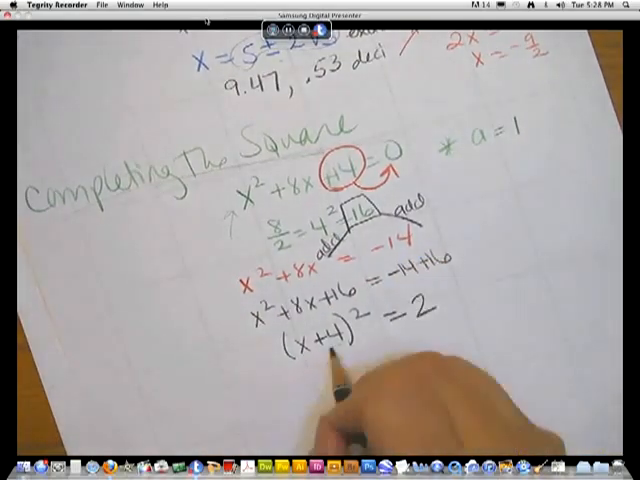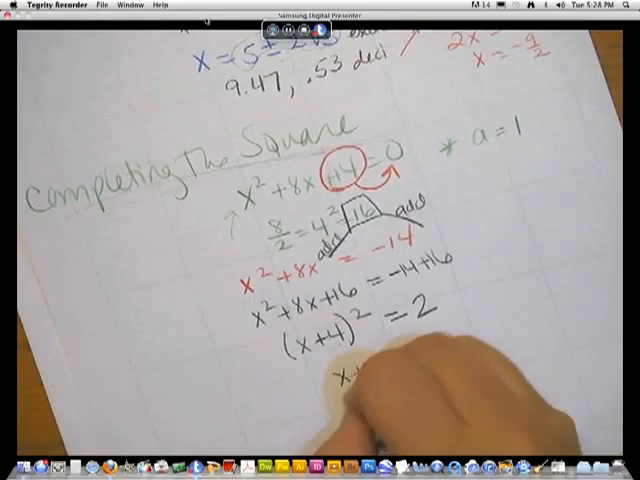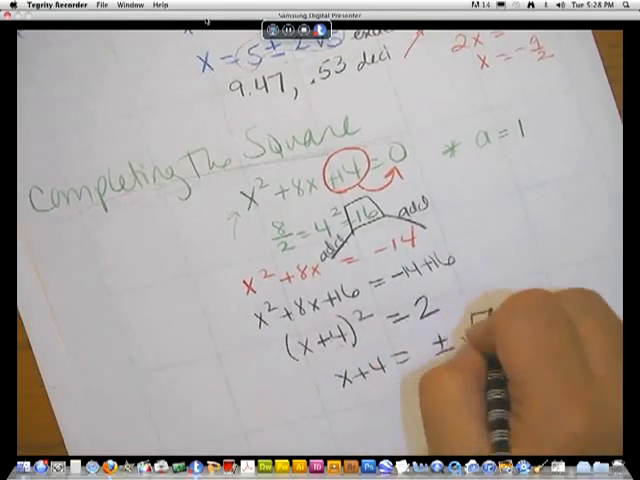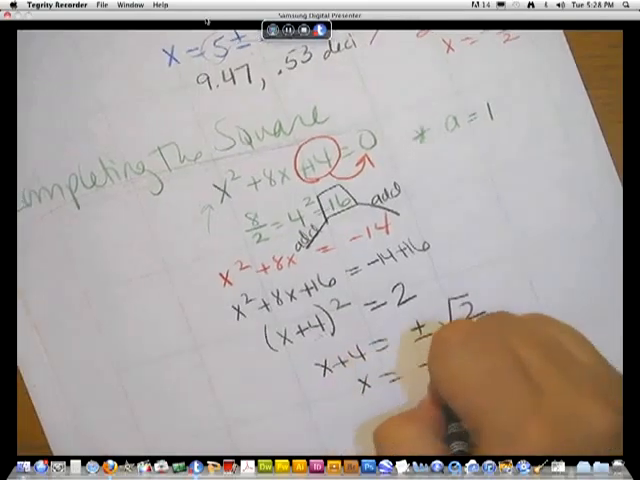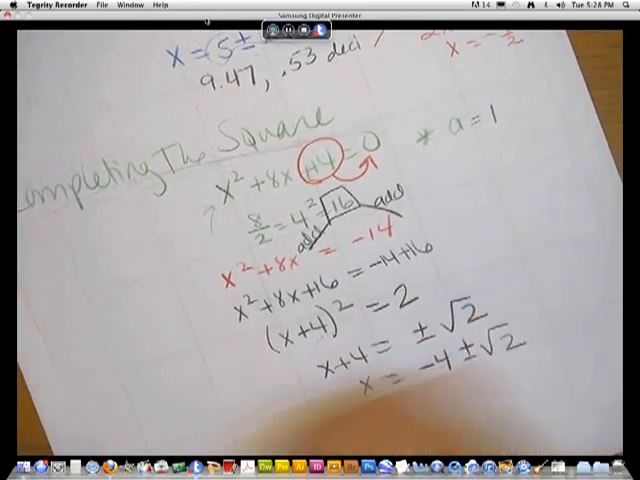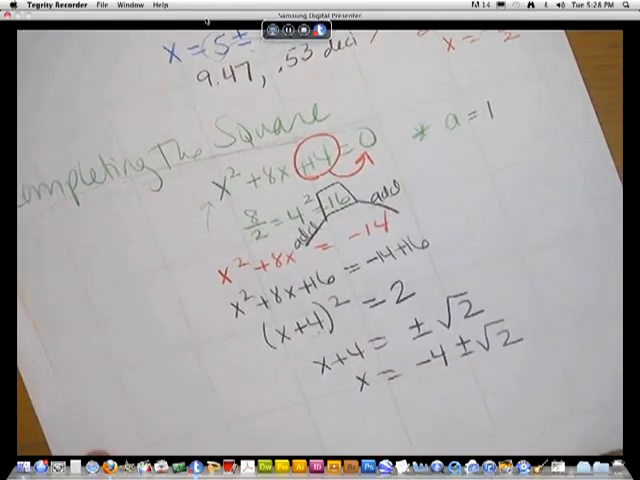Equals 2. Now I get to square root both sides, keeping in mind I get 2 answers. And move the 4, x is negative 4 plus or minus the square root of 2. So that's completing the square.